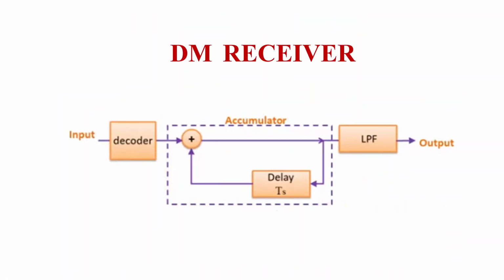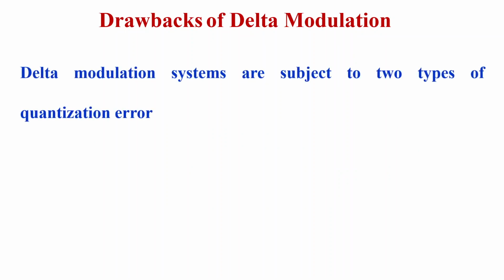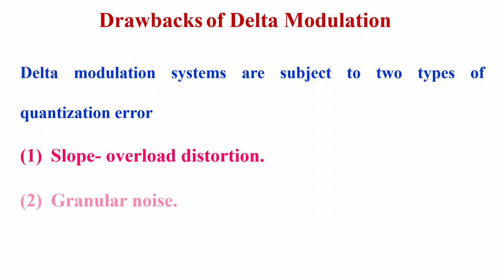Coming to the delta modulation receiver, the decoder receives the bit 1 and 0 digital code. The accumulator again has an adder and delay element, which is used to convert it into a signal, and that signal is passed through a low pass filter. The low pass filter is used to smoothen and reconstruct the input waveform, that is the information. Coming to the drawbacks of delta modulation, it has quantization errors: one is slope overload distortion and the other is granular noise. These are the two errors, distortion or noise present in delta modulation.